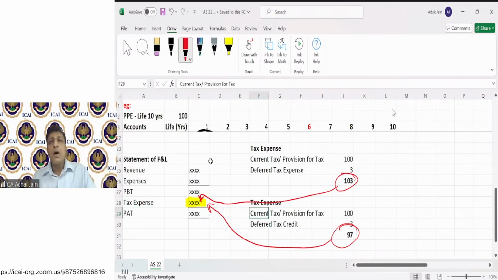See, this is about deferred tax: why do you create deferred tax, how this is created, how this is presented in the balance sheet as well as the P&L. And whether you create a deferred tax asset or a deferred tax liability, and under what situations you will do this.